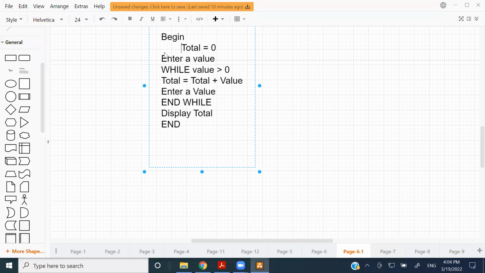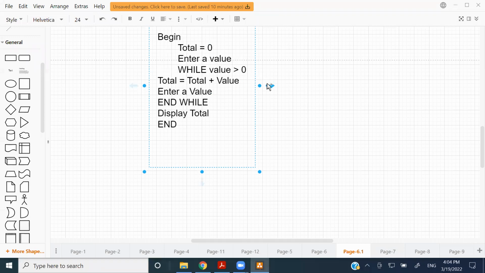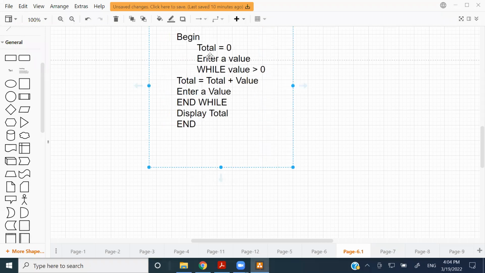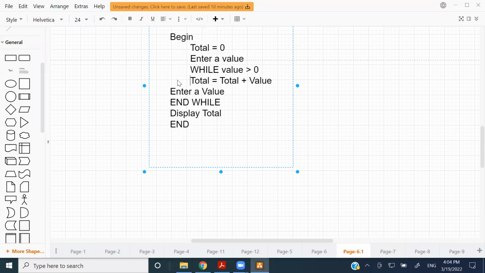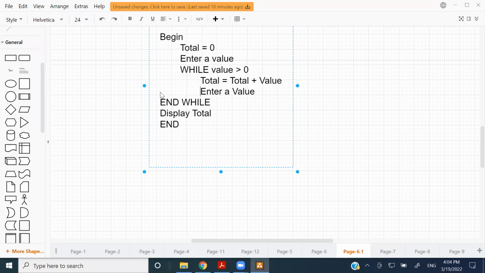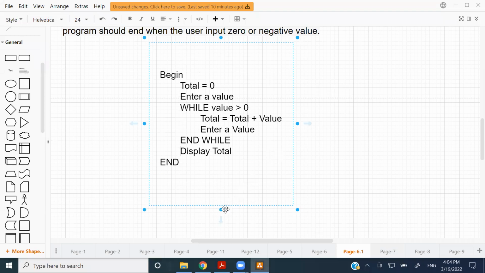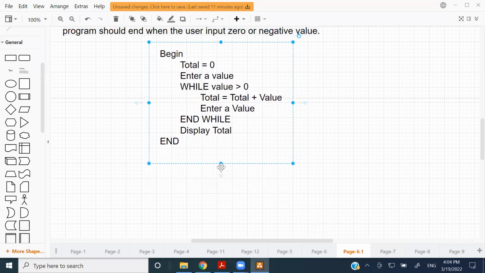So how did this happen? Total is initialized. We are taking a value outside the iteration because we need that value to validate our condition, which is value larger than 0. So inside the while condition, we have the iteration steps. There are 2 steps, and we end the while, then we display it to find the total. Is that clear, everyone?